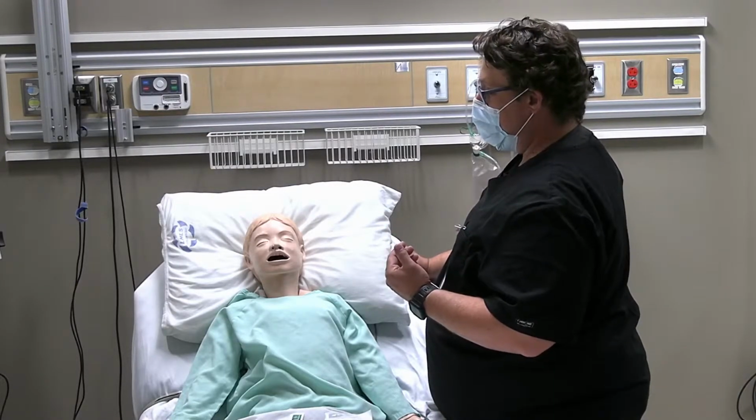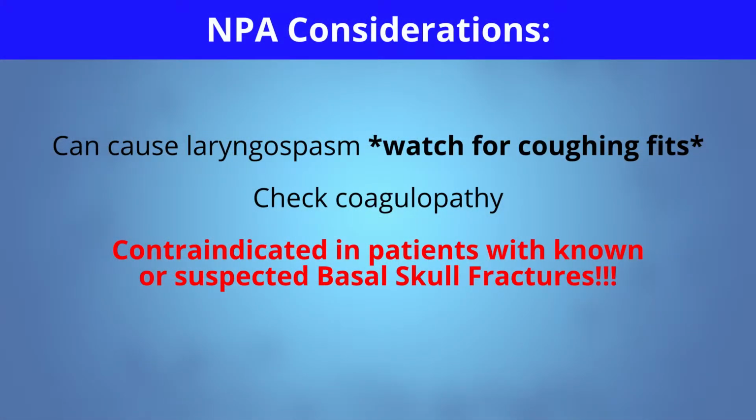One thing to keep in mind though is it can invoke laryngeal spasms. So that's one thing where you may need to keep an eye out for those coughing fits associated with laryngeal spasm. The other thing that you need to be worried about is checking your INR and PTT if there's any coagulopathy. If there's any recent trauma to the nares or head trauma, such as a basal skull fracture, you do not want to insert a nasopharyngeal airway for those types of patients.